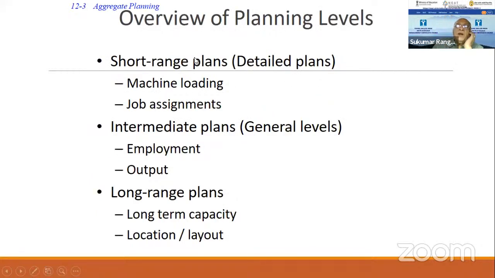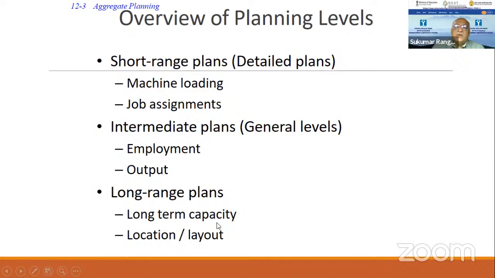So short range plans are usually detailed plans which impact the machine loading, that is your operations, and assigning people to the jobs. Intermediate plans determine how much manpower you will forecast for or get, and what output levels you are planning in your production.